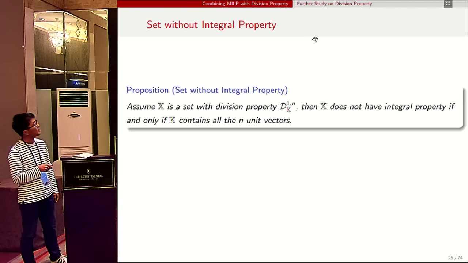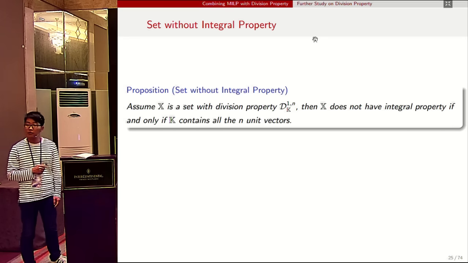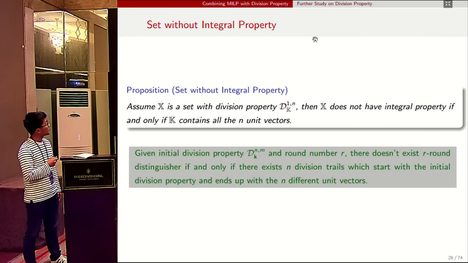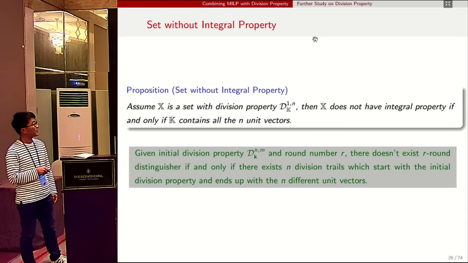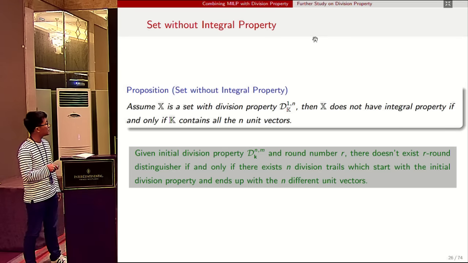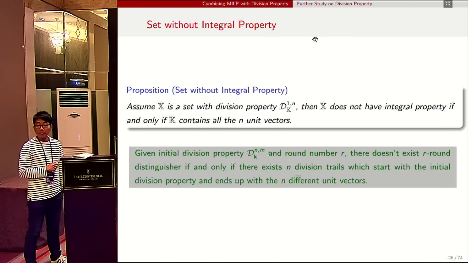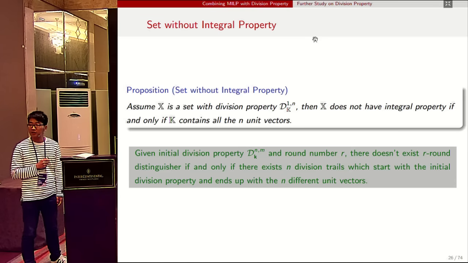Assume X is a set with division property Dk, then X does not have integral property if and only if K contains all the n unit vectors. So in this case, given initial division property Dk and round number R, there doesn't exist an R-round distinguisher if and only if there exist n division trails which start with the initial division property k and end up with the n unit vectors. So now the problem is quite clear. We just need to find n division trails.